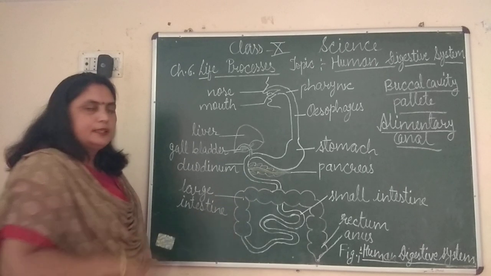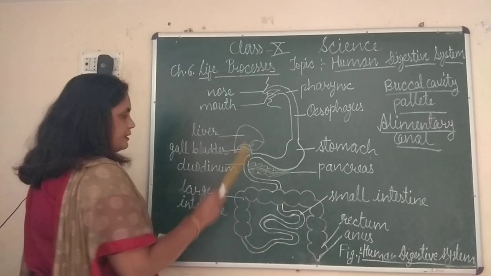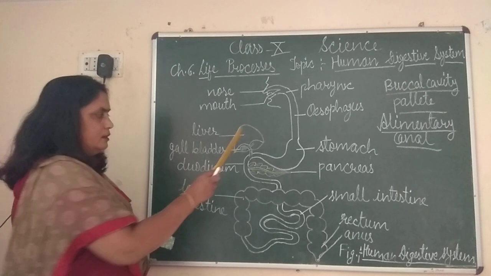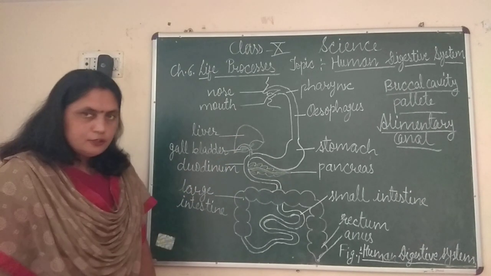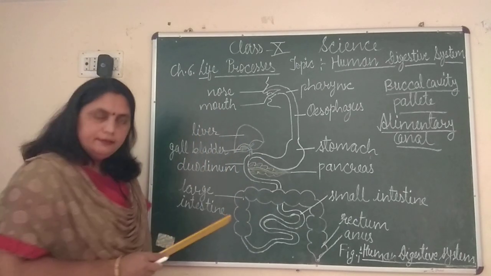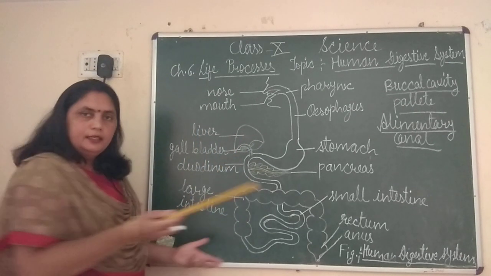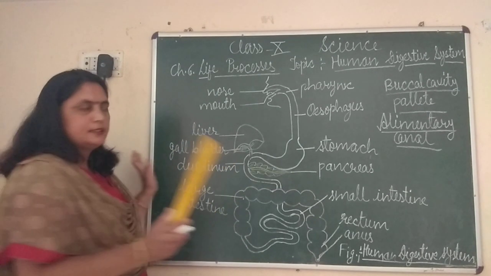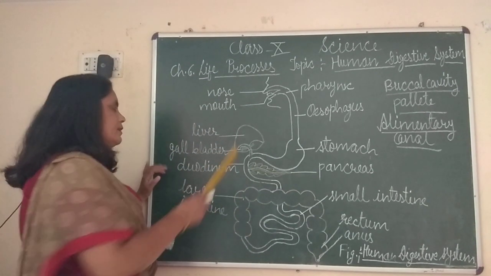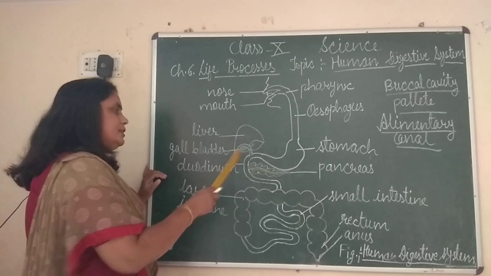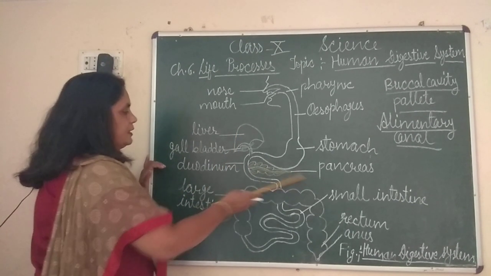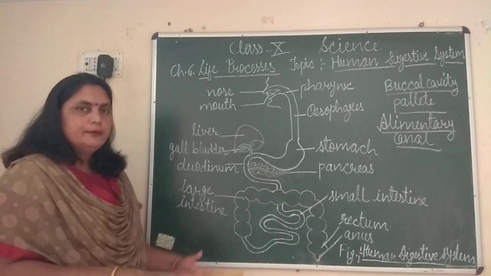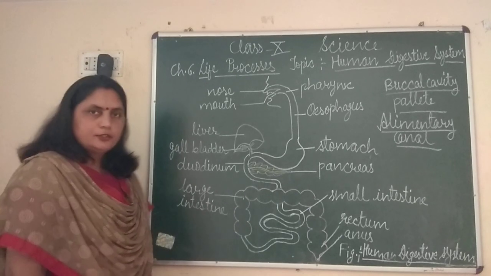Besides this alimentary canal, there are two major glands which also help in digestion. These glands are liver and pancreas. So first of all, let us talk about liver. You must have heard in small classes that this is the biggest organ of the body. This liver actually secretes some digestive juice, and pancreas also secretes some digestive juice which help in digestion. How do they help? That we will discuss while discussing the process of digestion.